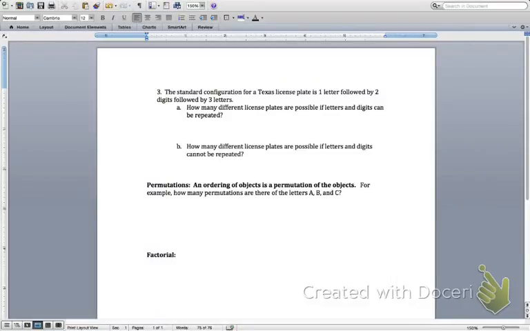Lesson 10.1, Example 3. The standard configuration for a Texas license plate is one letter followed by 2 digits followed by 3 letters. How many different license plates are possible if the letters and digits can be repeated? So we start with one letter. I have 26 options for that.